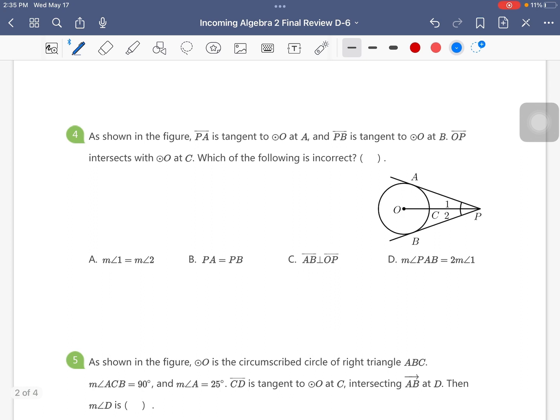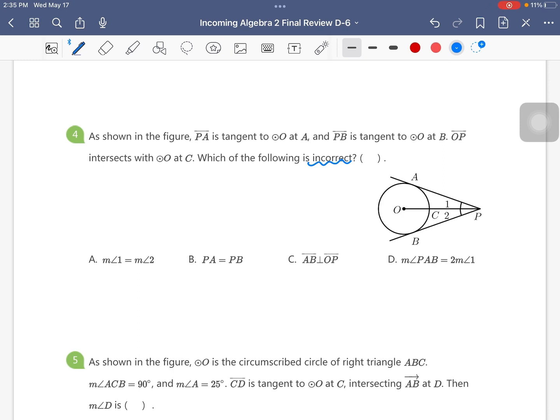We have PA tangent to the circle O at A, and PB tangent to the circle O at B. We have OP intersecting the circle at C. Which of the following is incorrect? Okay, so not correct, but incorrect.